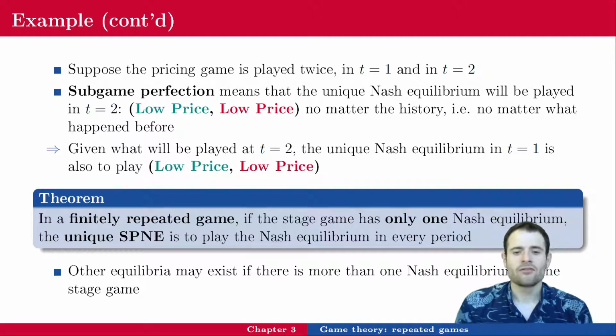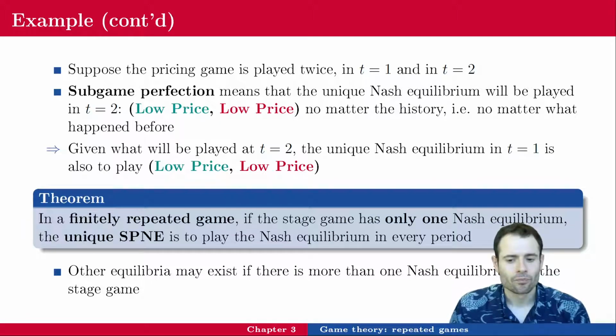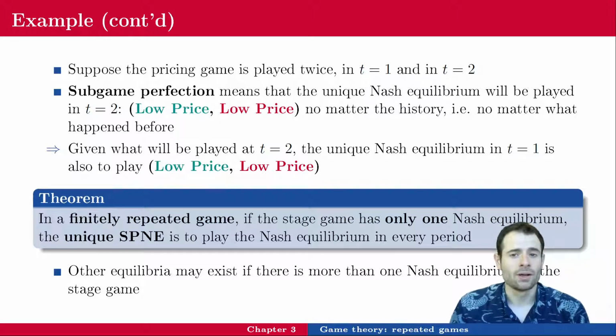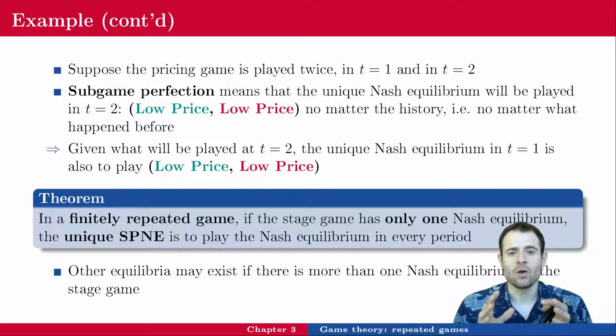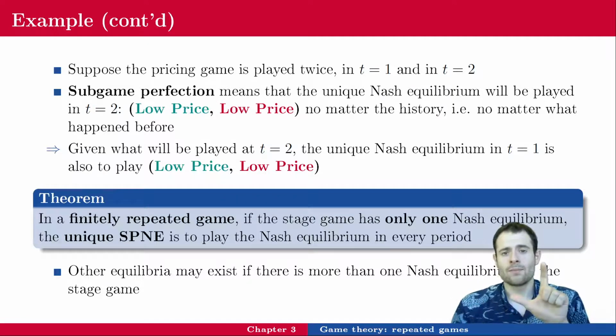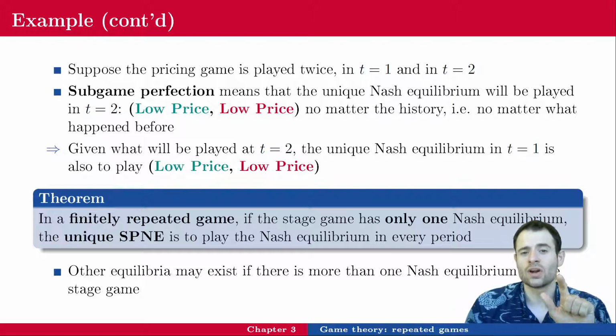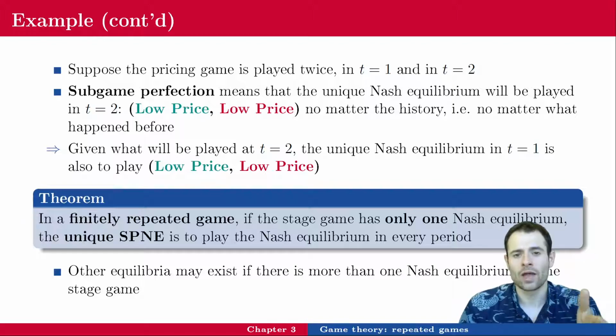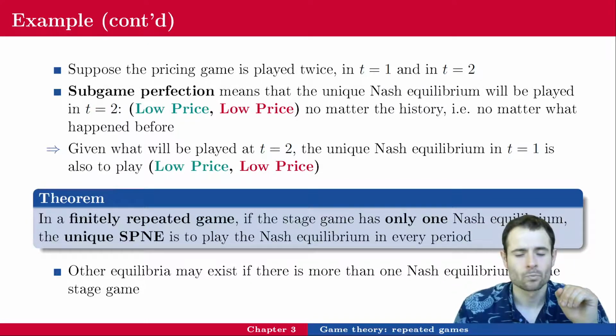Now, if there are other equilibria, there is more than one Nash equilibrium in the stage game. Imagine the battle of the sexes. We saw that in the stage game, when it's a simultaneous moves game, we have 3 Nash equilibria: 2 of them in pure strategies, the ones where they meet, and 1 which is a mixed strategy Nash equilibrium, where they go to a place with a certain probability and to another one with the complement probability.